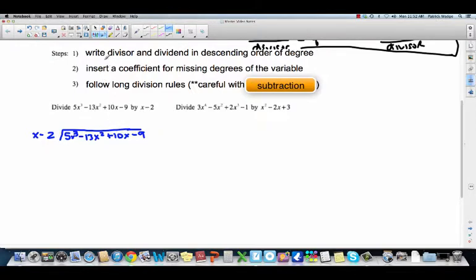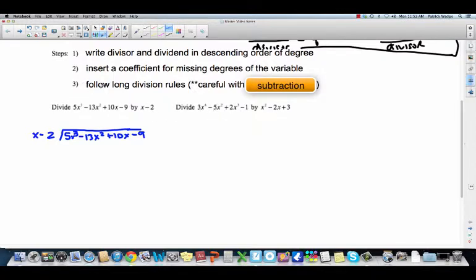Alright, so write the divisor and dividend in descending order of degree. This isn't descending order of degree, right? Because this has x to the 1 and this has x to the 0. There is no x. This is also in descending order. 3, 2, 1, 0. So that's what they mean by the first thing here. Second thing, insert a coefficient for missing degrees of the variable. So here we have a 3, a 2, a 1, and a 0. There's nothing missing. So step 1 and 2 are done. You'll get a better sense of what I'm talking about in the second example.